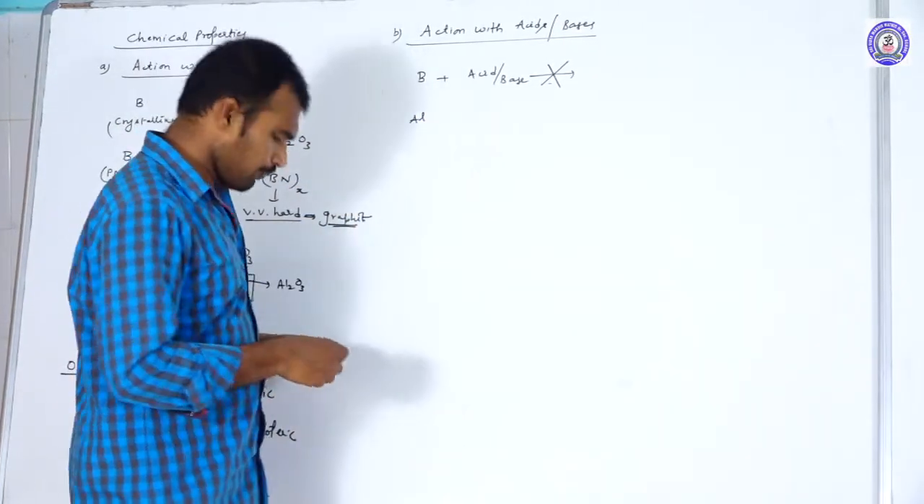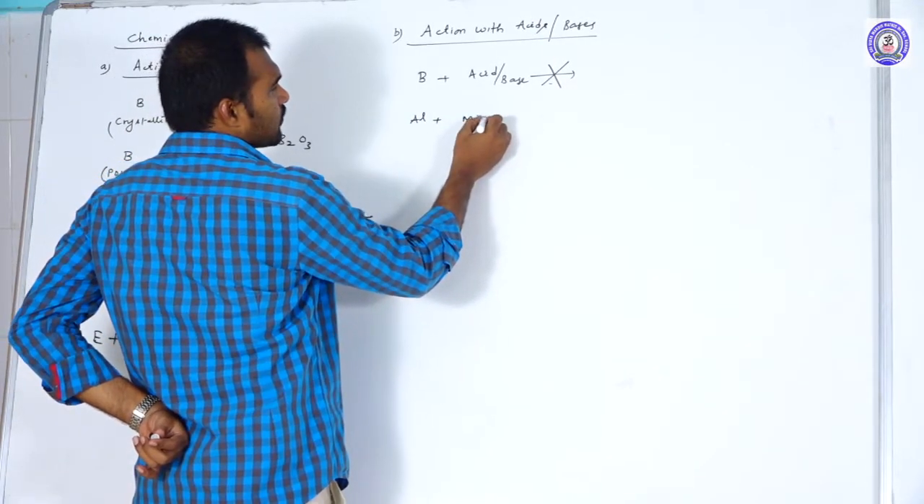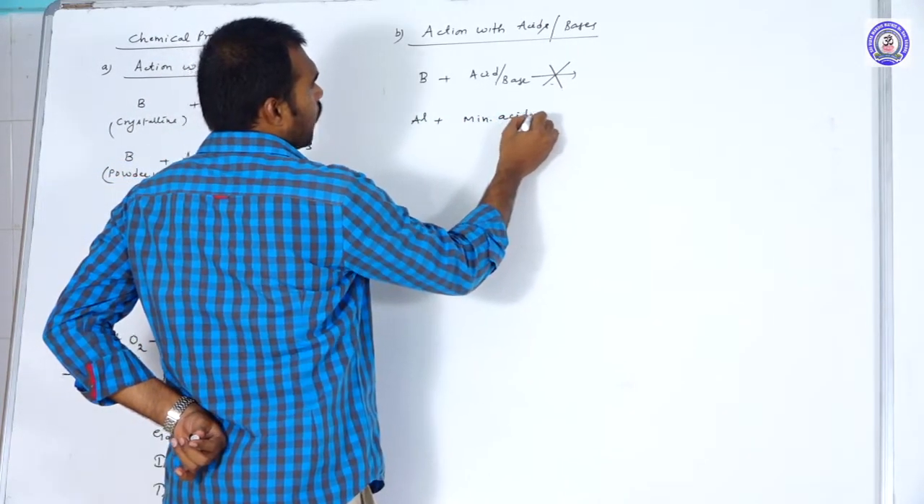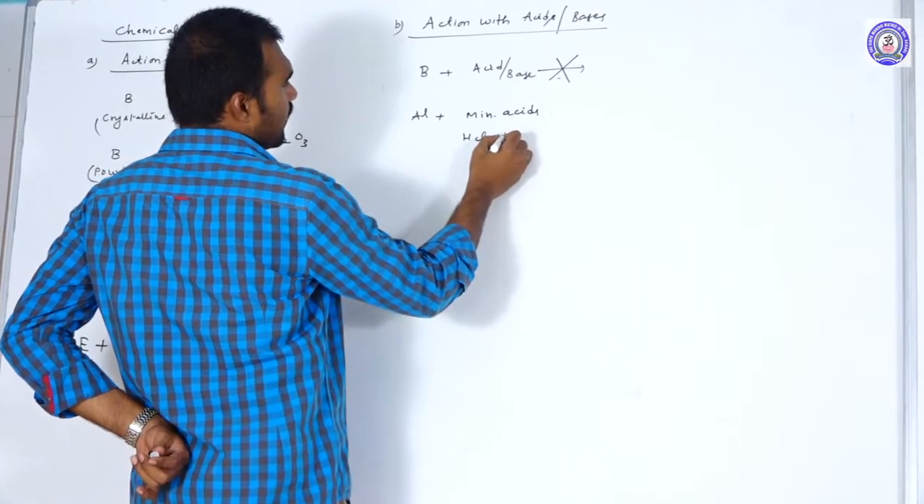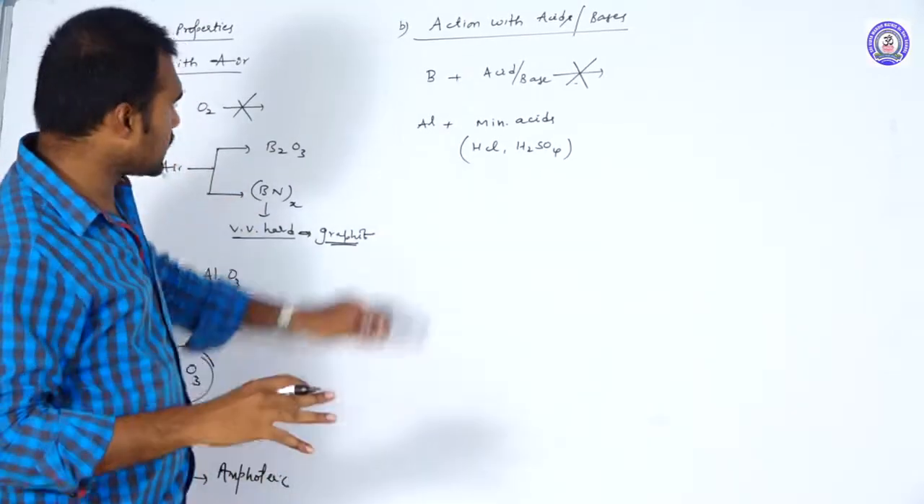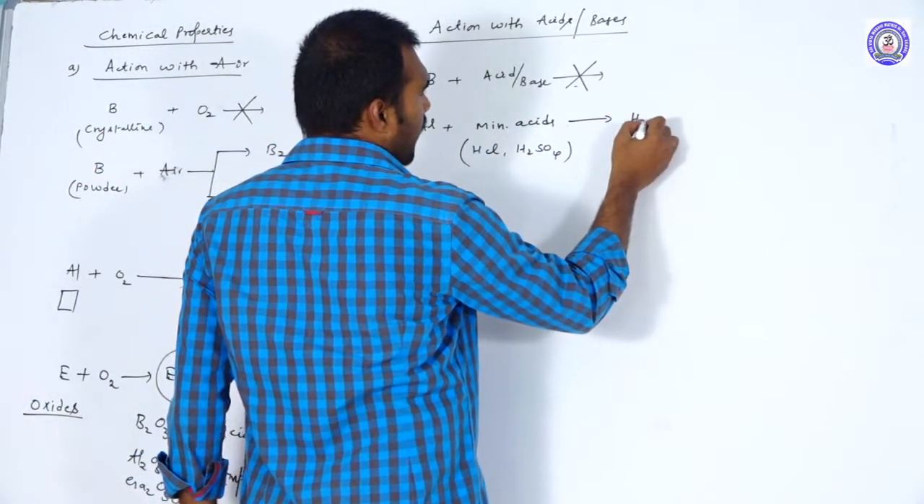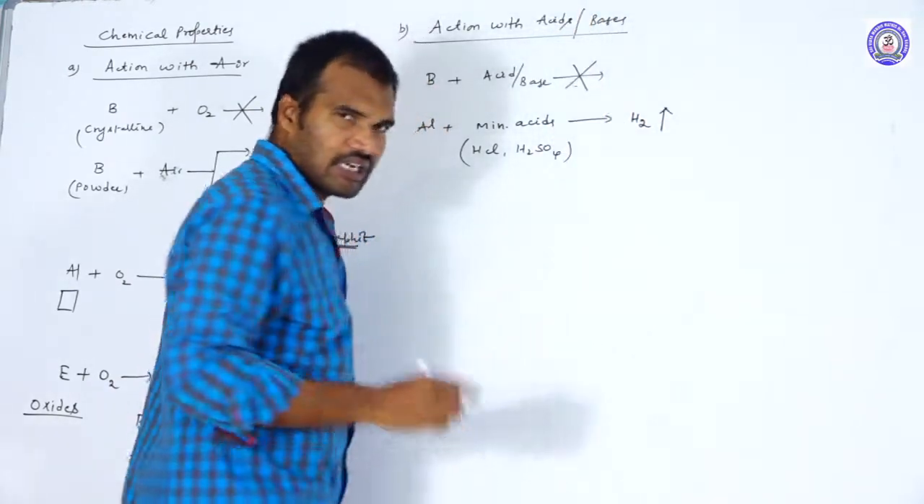Coming to aluminium, when aluminium dissolves in mineral acids, like HCl and H2SO4, it liberates hydrogen gas.